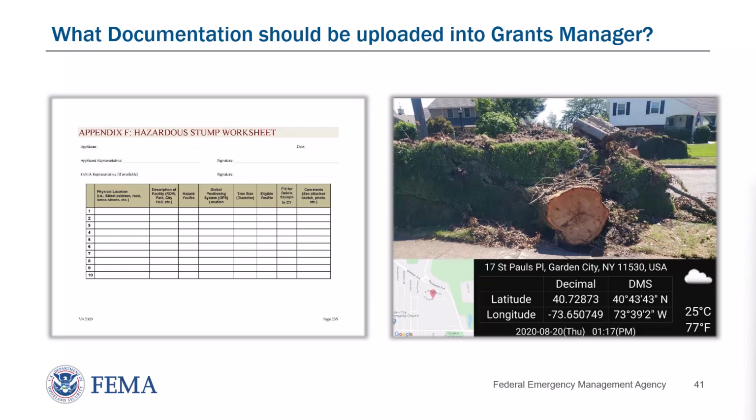What documentation should be uploaded into Grants Manager? As mentioned in the previous slide, the applicant must retain and provide, when requested, all of the following to support the eligibility of contracted work to remove stumps. Specifics for immediate threat with the location and photographs or video documentation that establishes that the item is on public property. Quantity removed. Quantity, location, and source of material to fill root ball holes, and information on equipment used to perform the work.